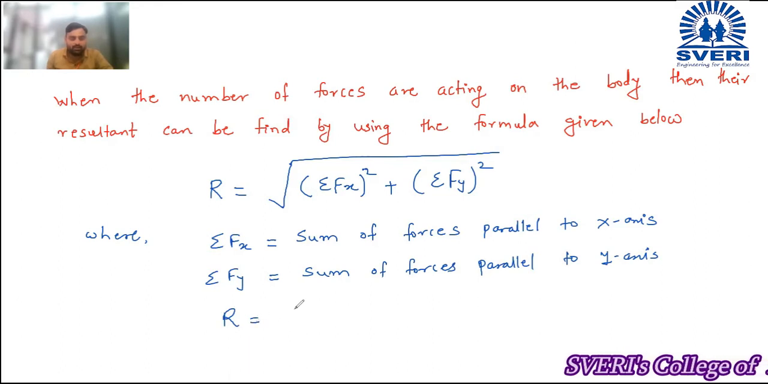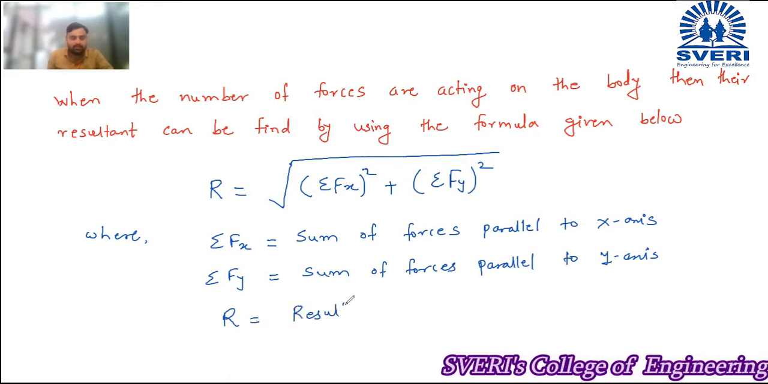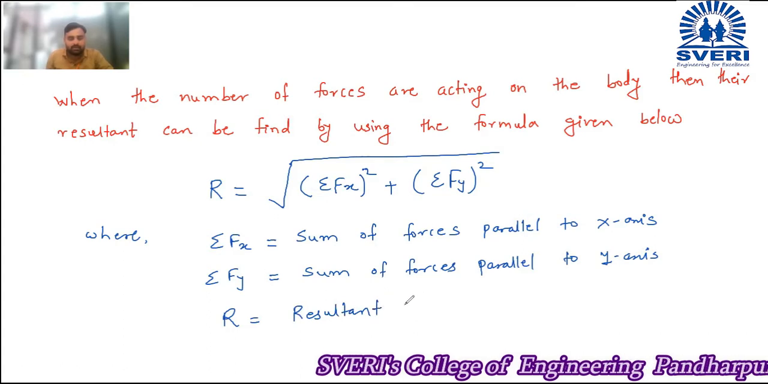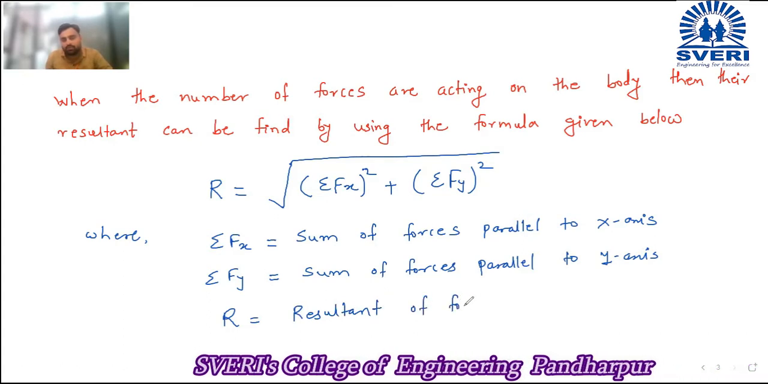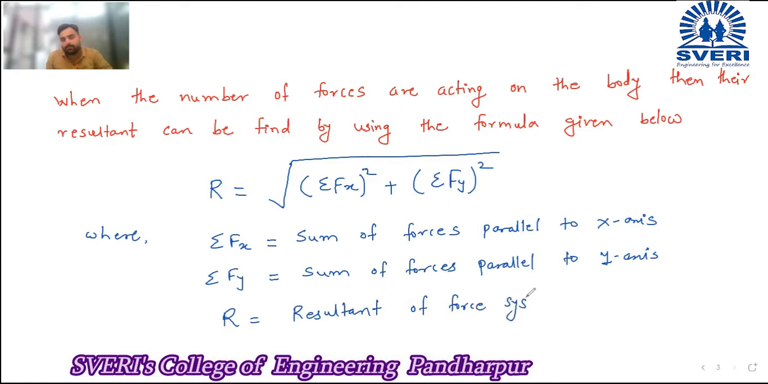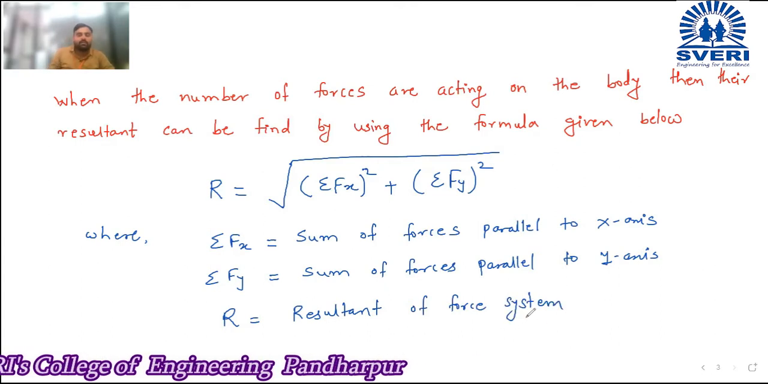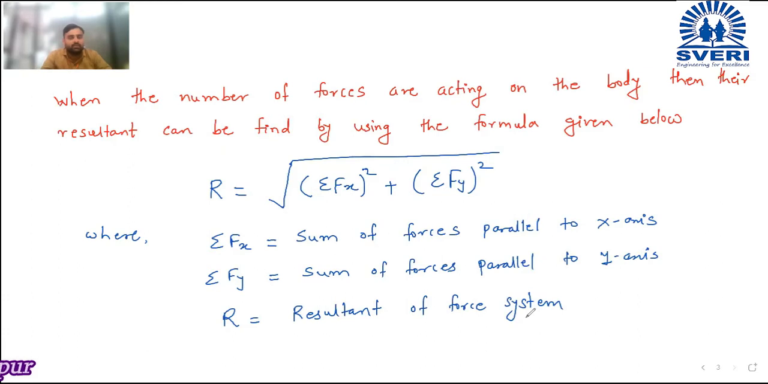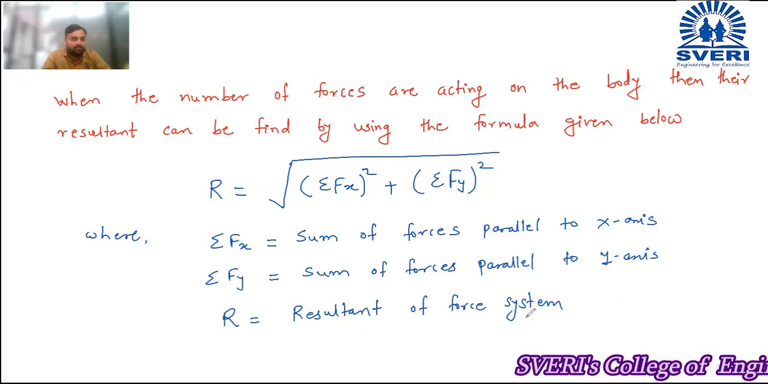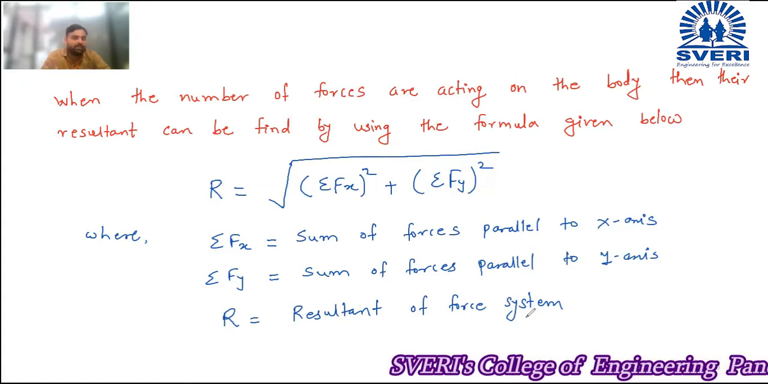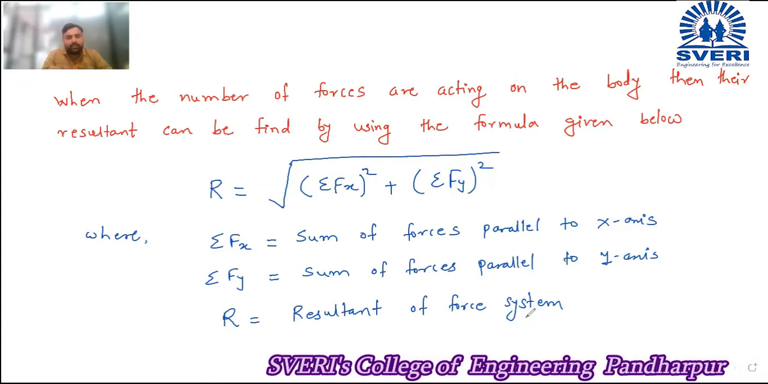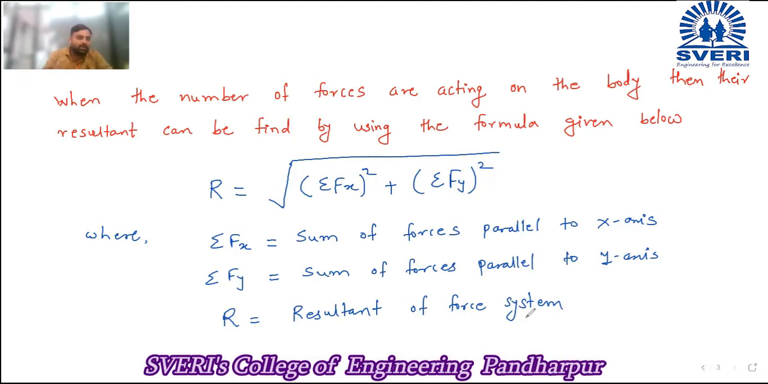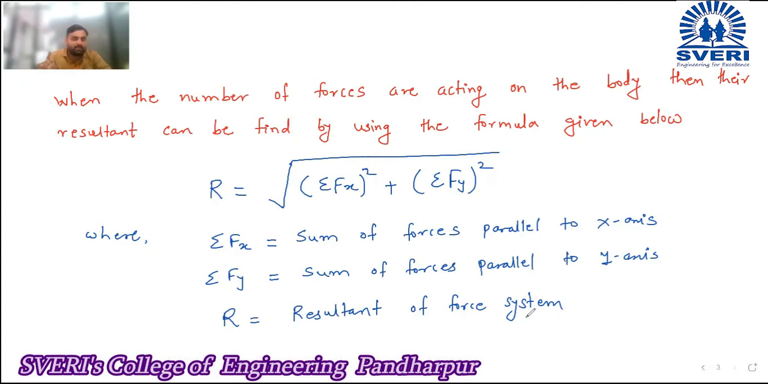R is the resultant of the force system. Is anybody having any doubt in this formula? It is a direct formula for your syllabus. There is no derivation in your syllabus, so you have to use this direct formula to evaluate the examples. Here R is equal to under root summation Fx square plus summation Fy square.